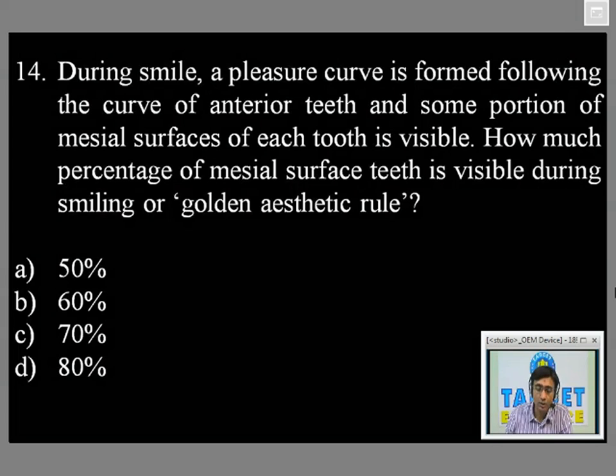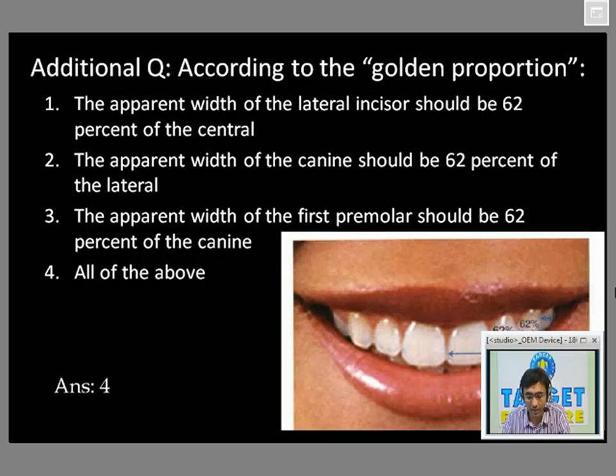Now, according to the golden aesthetic rule, about 62% of the adjacent tooth is visible. For example, if the central incisor is seen fully, the lateral incisor will be seen 62% of that, whereas the canine would be seen 62% of the lateral incisor. So the proportion of tooth visibility goes on decreasing as we go posteriorly.